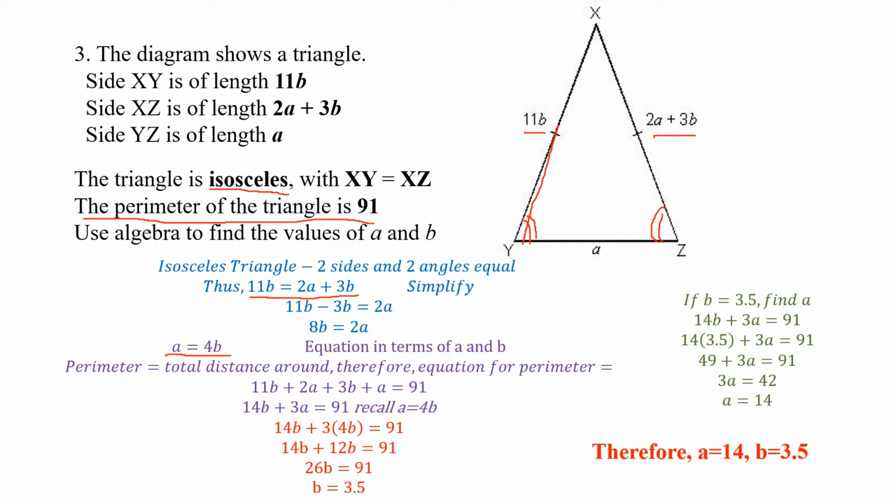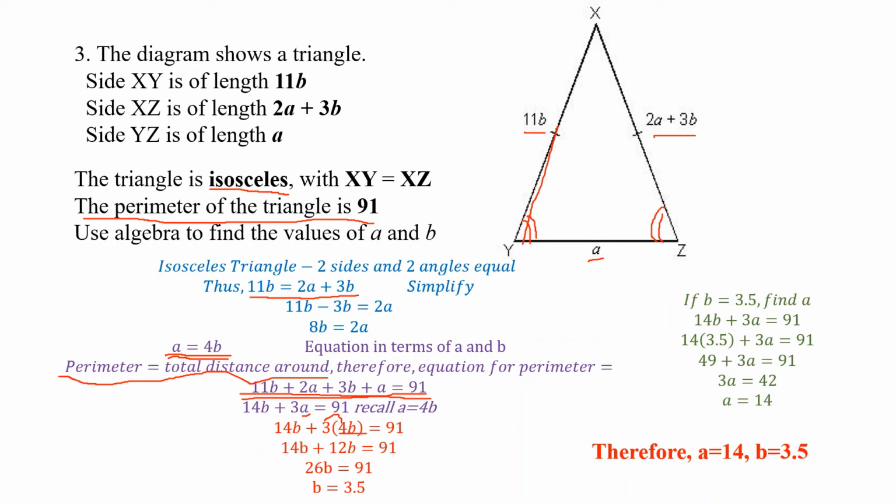Now we know that the perimeter is the total distance around. Because perimeter is total distance around, we're going to add everything. So 11b plus 2a plus 3b plus a is equal to 91. We know that because we added all the distances around. Now, when we equated the two lengths that are equal, we found a value for a, and that value is in terms of b. So anywhere in this equation we see a, we can replace it with 4b. So 14b plus 3 times 4b, because a now becomes 4b, is equal to 91. Then we can solve: 14b plus 12b, because 3 times 4b is 12b, is equal to 91.